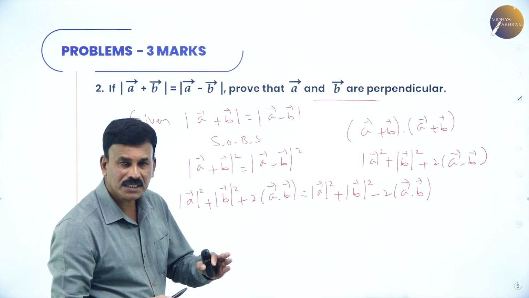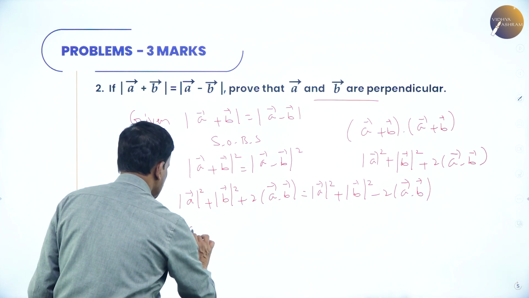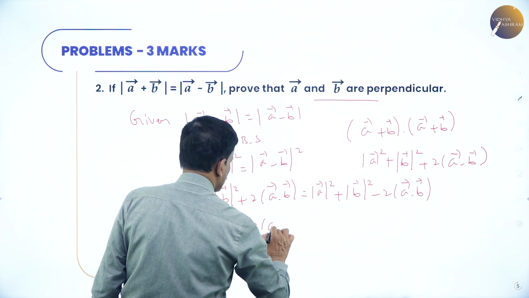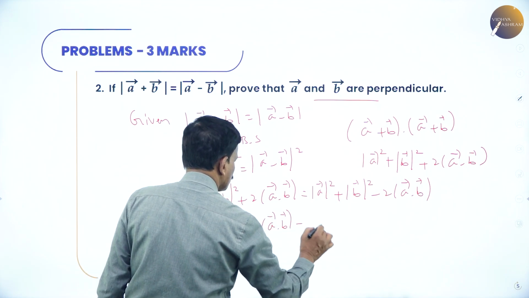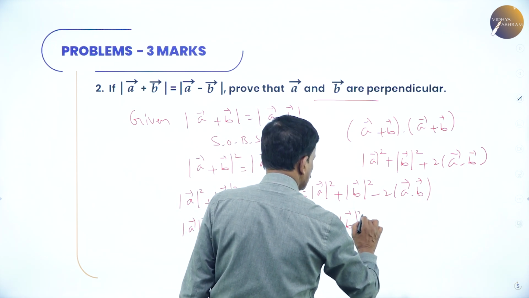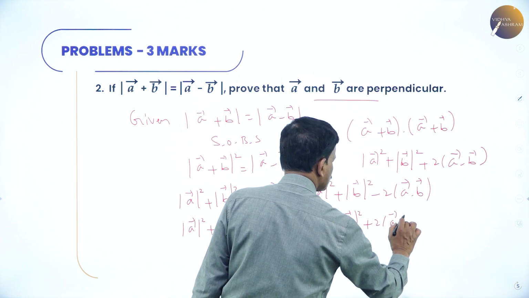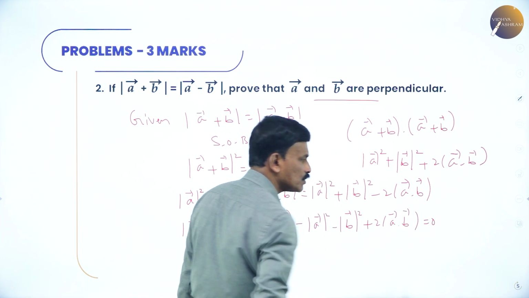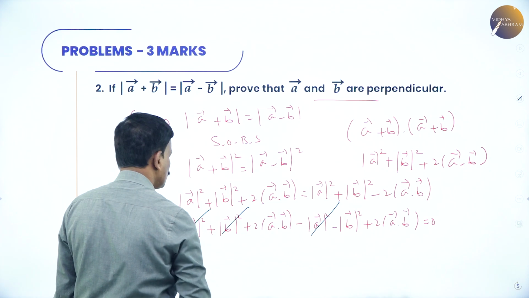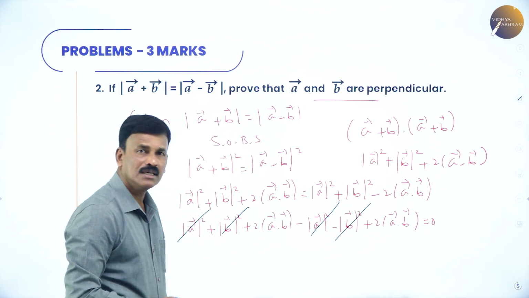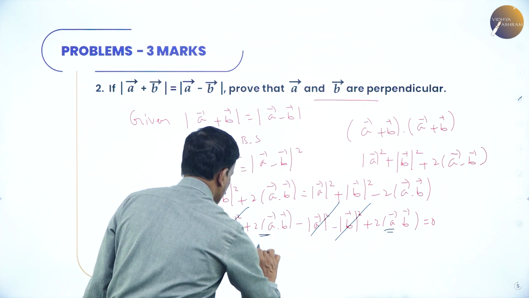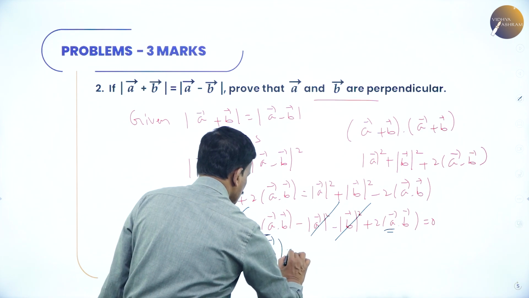Just bring all the right hand side terms to the left hand side. Then we have length of a square plus length of vector b square plus 2 times a dot b, minus length of a square, minus length of vector b square, and minus minus becomes plus 2 times a dot b, is equal to 0. Now cancel the terms: plus a square mod minus a square mod gets cancelled, plus b square mod minus b square gets cancelled, and what is left over is 2 times a dot b plus 2 times a dot b, which is 4 times a dot b vector, equal to 0.